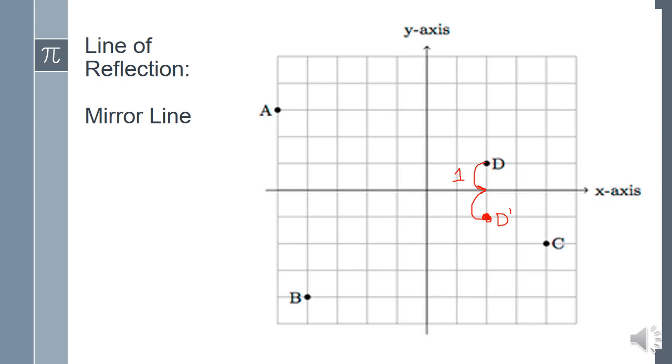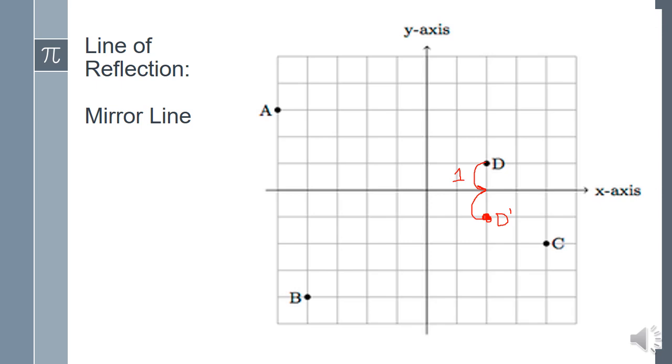Okay, so when we look at this, you know you did this correctly because a line of reflection will be the same distance from the original image to the new image, or the original point to the new point. Okay, so keep that in mind. There's 1 unit here and then a 1 unit here. Let's just try another one.